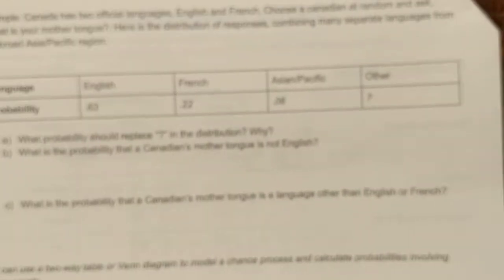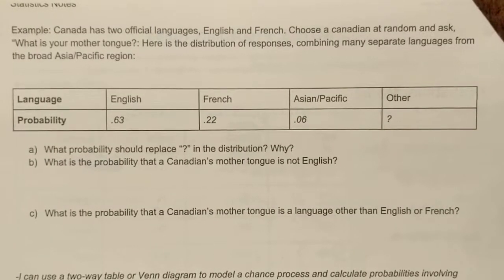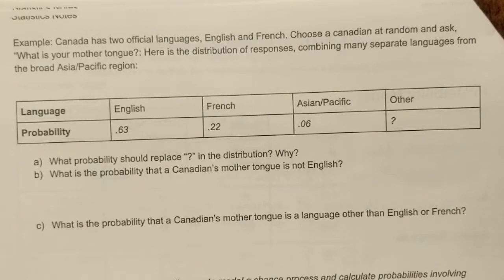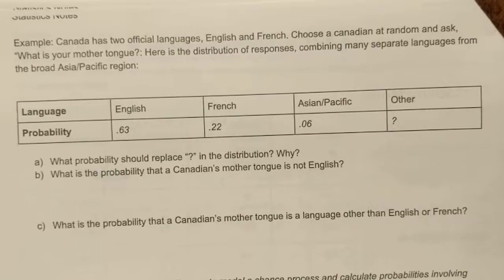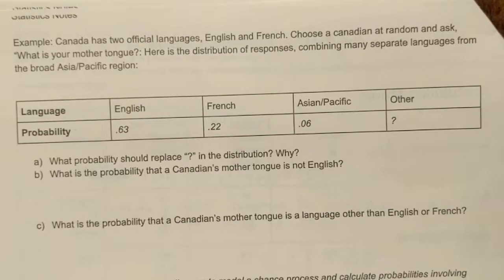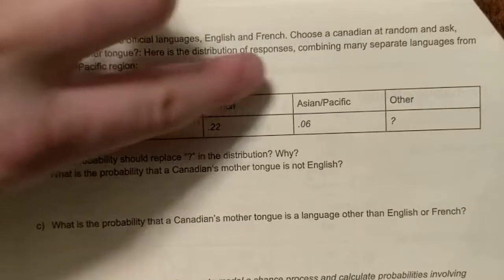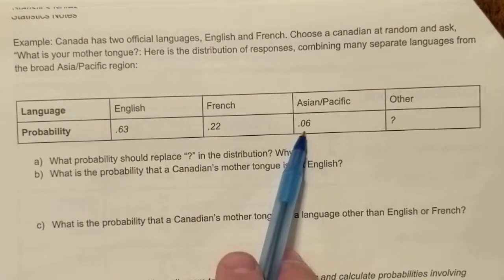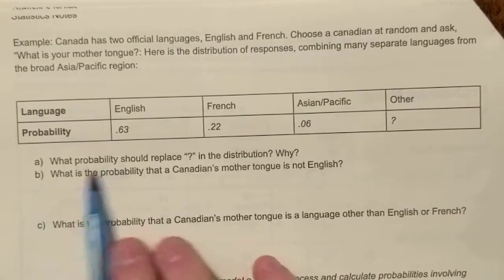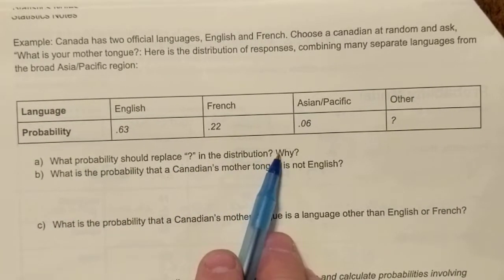So we have a table with an example here. Some probabilities to work through. It says Canada has 2 official languages, English and French. Choose a Canadian at random and ask, what is your mother tongue? Here is a distribution of responses combining many separate languages from the broad Asia-Pacific region. So, language: English, French, Asia-Pacific, or other. We have probabilities of 0.63, 0.22, 0.06, and a question mark. That's part A. What probability should replace the question mark in the distribution, and why?